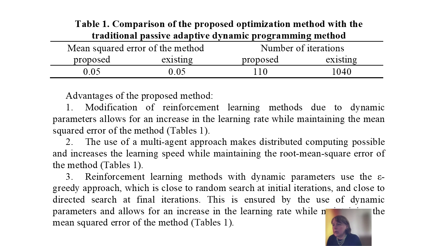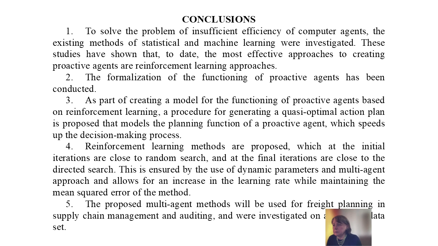Third, the reinforcement learning method with dynamic parameters uses the epsilon-greedy approach, which is close to random search at the initial iterations and close to directed search at the final iterations. This is ensured by the use of dynamic parameters and allows for an increase in the learning rate while maintaining the mean squared error of the method.